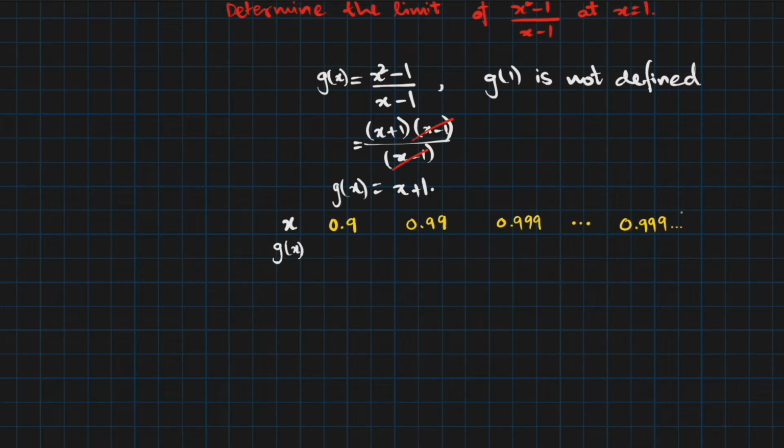Ending, so 0.999 keeps going towards 1, that is what we mean. I'm taking all the values of x from the left side as such. When you substitute these values of x into g of x that we have simplified it to, it simply comes out to be an addition with 1, right? So as we approach the point x equal to 1, g of x is approaching 2.